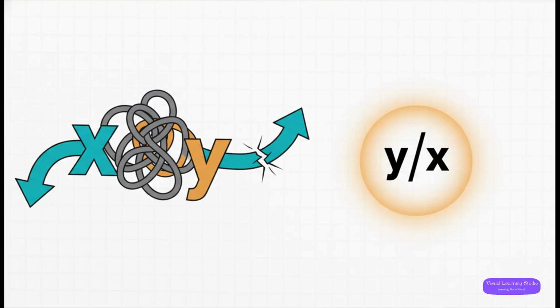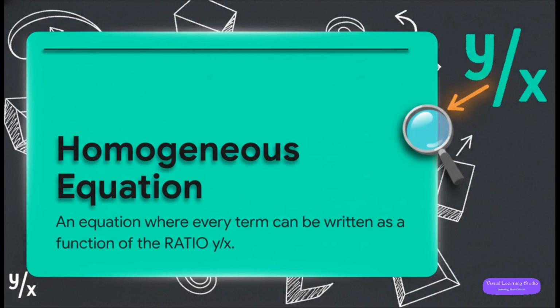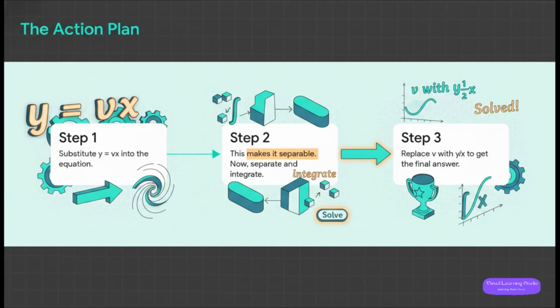Okay, but what if you can't separate them? Well, let's look for pattern number 2. This one's all about the ratio. If you see y divided by x everywhere, that's your clue. And here's the trick. You substitute y equals vx. That makes it separable. Then just solve and sub back.